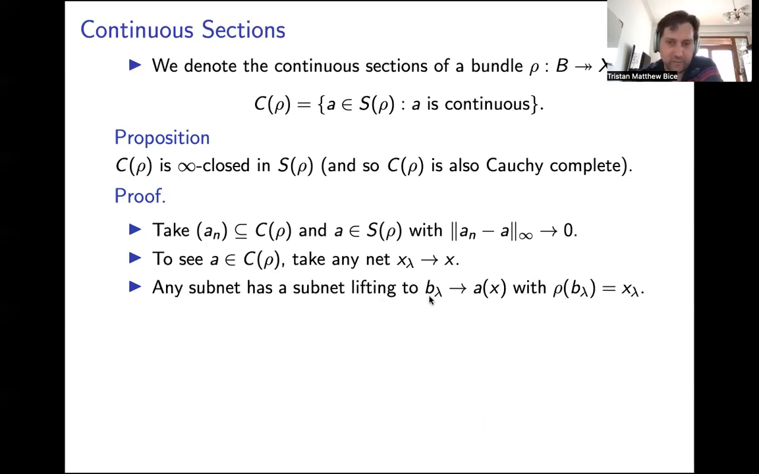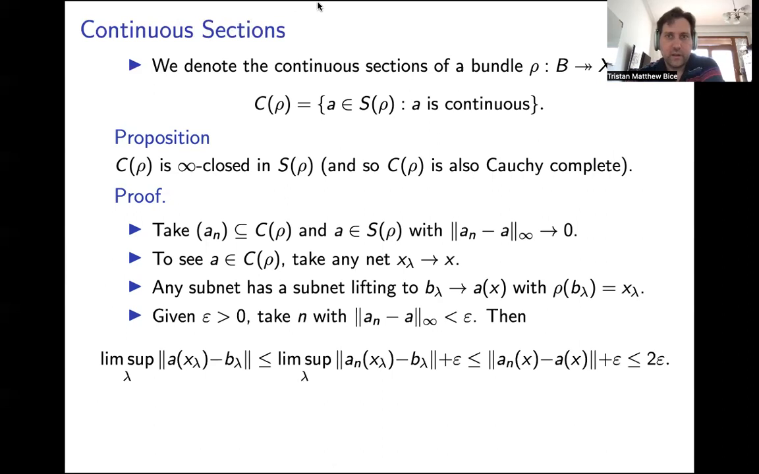Right? I mean, if you're worried about this thing, then just write it down, and you can write it down more precisely in terms of subnets. But let's just assume that B lambda is indeed a lifting of this, right? So it's a lifting in the sense that B lambda approaches A of X, okay. However, and the corresponding projection onto the base space is exactly X lambda. It's exactly this net here. Okay, so then we do some simple calculations.